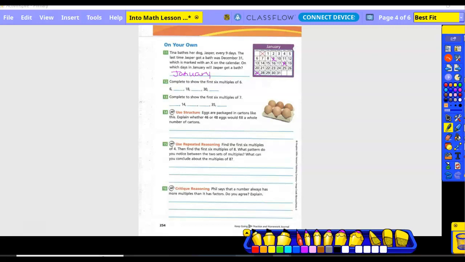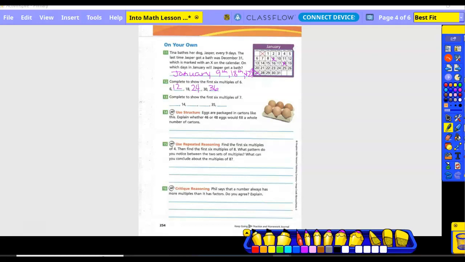January 9th, 18th, and 27th, right? Complete to show the first 6 multiples of 6. So 6, what? 12, 18, 24, 30, 36. Okay? Number 13, complete to show the first 6 multiples of 7.